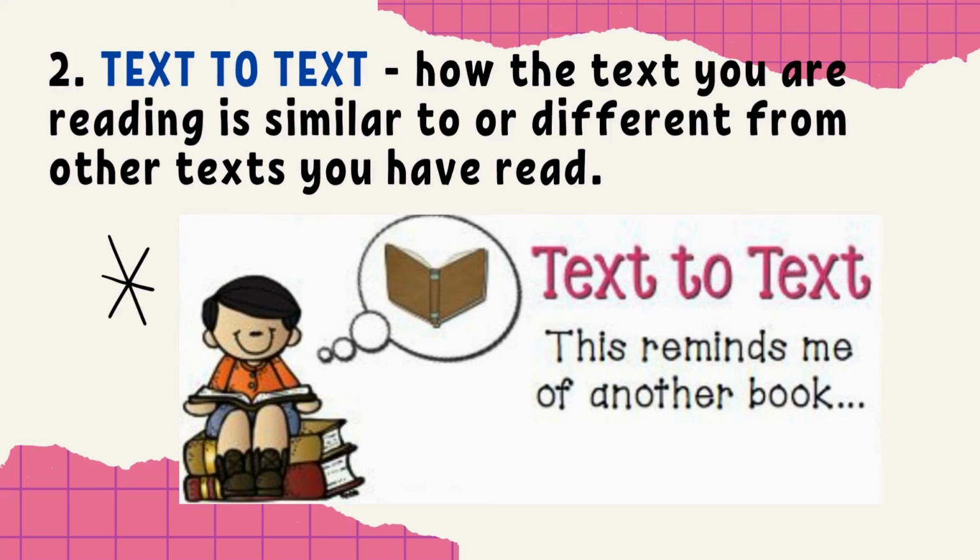Number 2, text to text. This means you think about how the text you are reading is similar to or different from other texts you have read. Example: if you are reading a story about a brave hero, you might think about another book you read with a brave hero and compare what makes them similar or different.